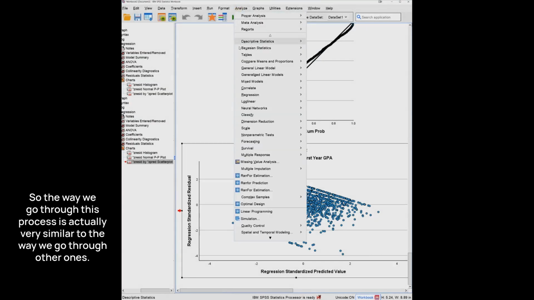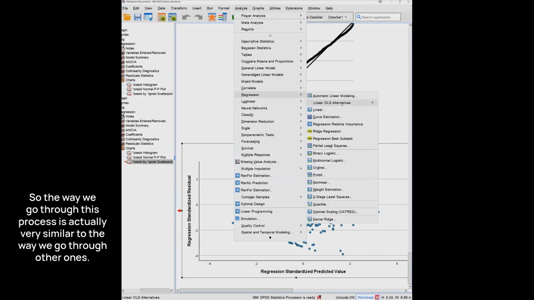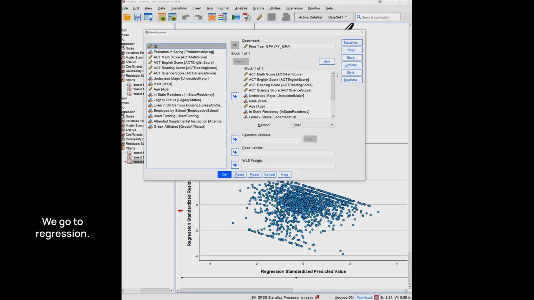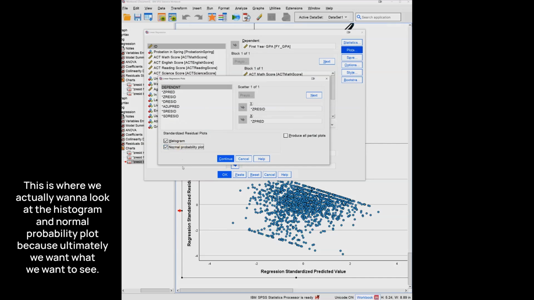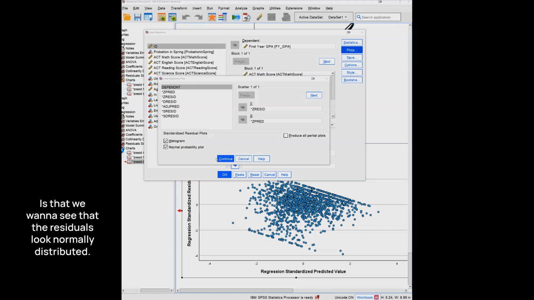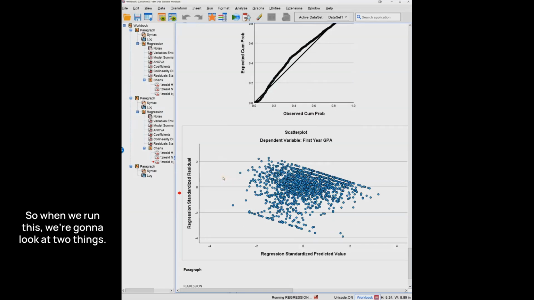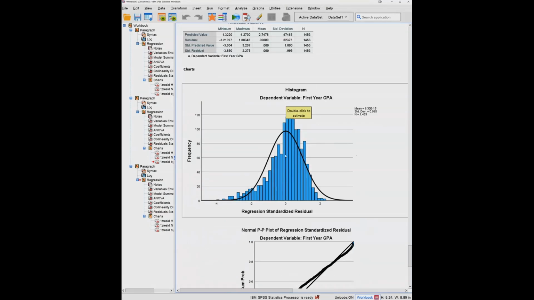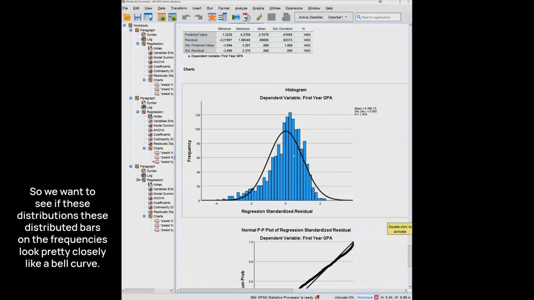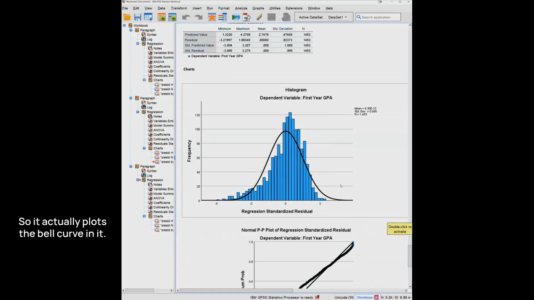The way we go through this process is very similar to the way we go through the other ones. We go to regression. When we go to the plot, this is where we want to look at the histogram and normal probability plot, because ultimately we want to see that the residuals look normally distributed. When we run this, we're going to look at two things. We're going to look at the histogram. We want to see if these distributed bars on the frequencies look pretty closely like a bell curve. It actually plots the bell curve in it.